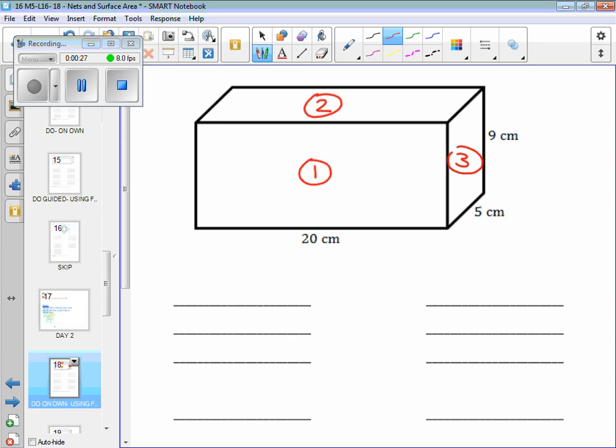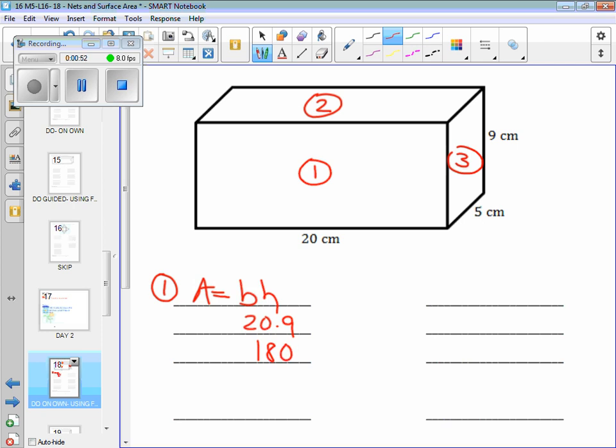So if you didn't do that, that's okay, but do it on today's exit ticket because that's going to be counting for a grade. And then, since I'm working on face number 1, I'm just going to label my formula here. And that is 20 times 9, and you get 180. Okay?